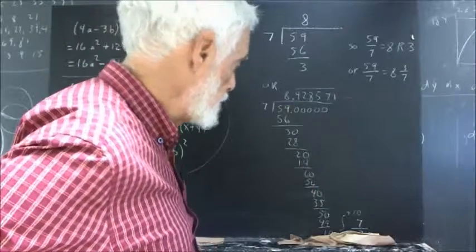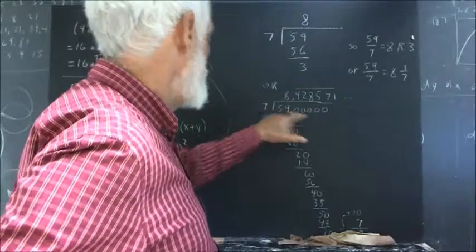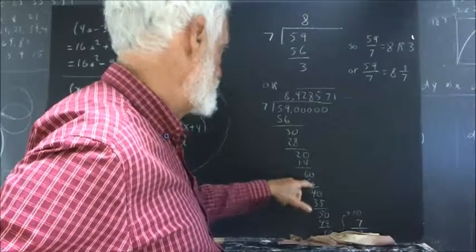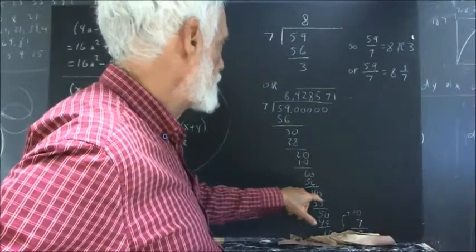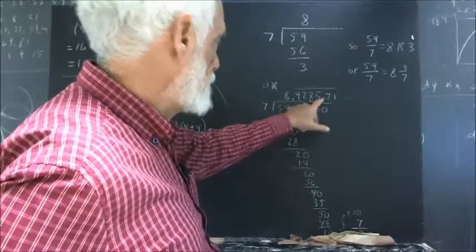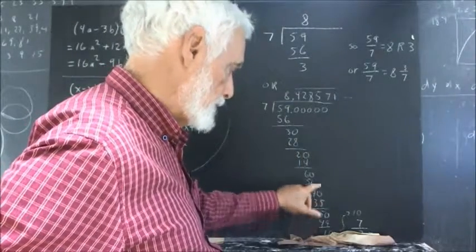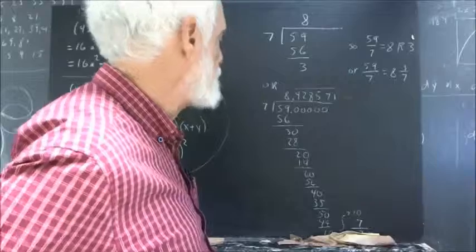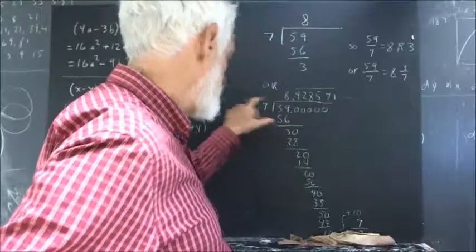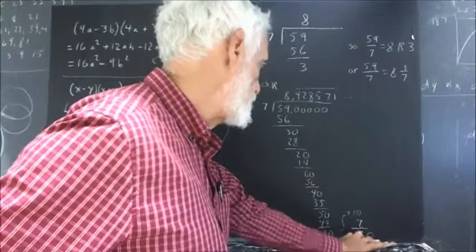Bring down another 0. 7 goes into 68 times. 8 times 7 is 56. We subtract, we get a 4. Bring down the 0. 7 goes into 40 5 times. 5 times 7 is 35. So we end up subtracting, getting 50 here. And same thing, 7 into 50 is 7. 7 times 7 is 49. Then 50 minus 49 is 1.